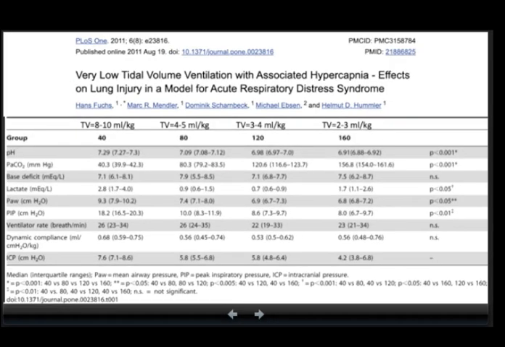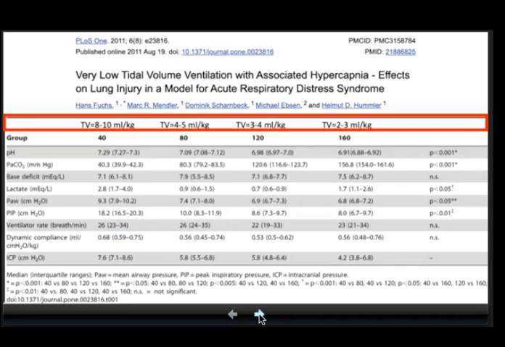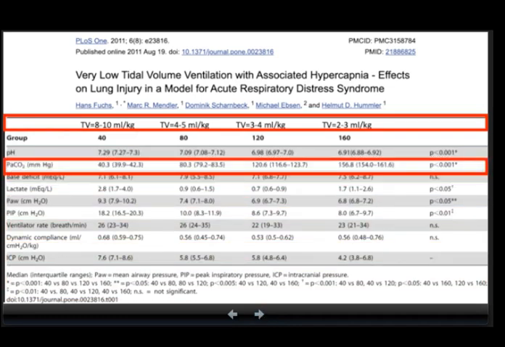In this study, the authors aimed at assessing the effects of different tidal volumes with associated hypercapnia on lung injury and gas exchange in a model of acute respiratory distress syndrome in rabbits. They randomized 64 surfactant-depleted rabbits and exposed them to 6 hours of mechanical ventilation with the following targets. Group 1 had a tidal volume of 8 to 10 mL per kg with a PaCO2 of 40 millimeters of mercury. Group number 2 had a tidal volume of 4 to 5 mL per kg with a PaCO2 of 80 millimeters of mercury.